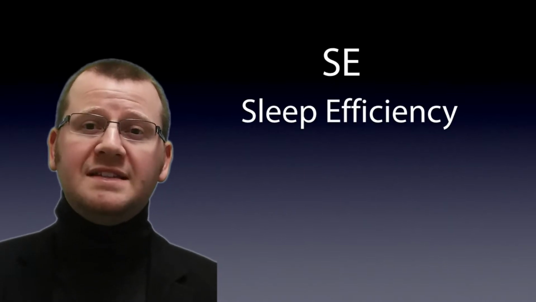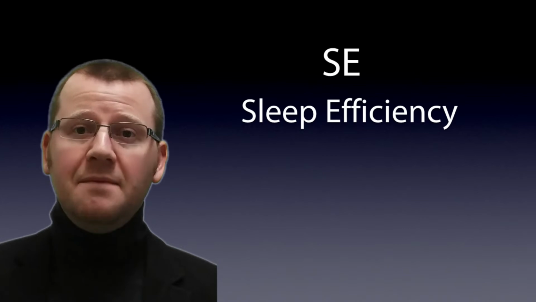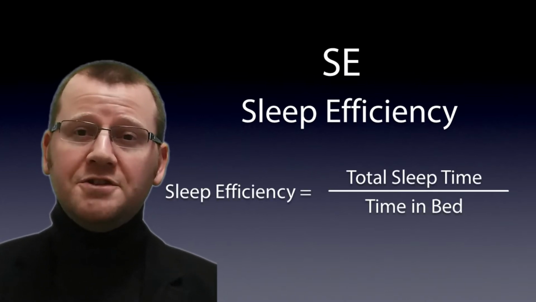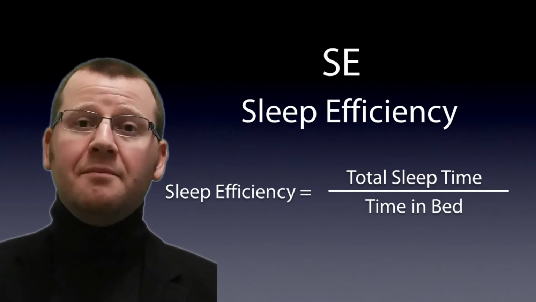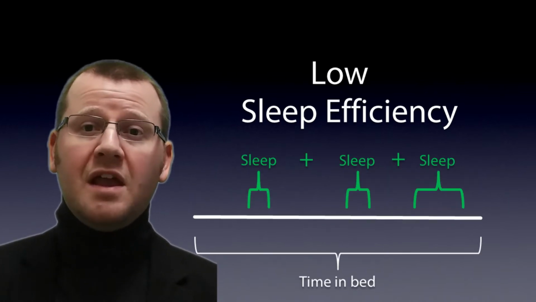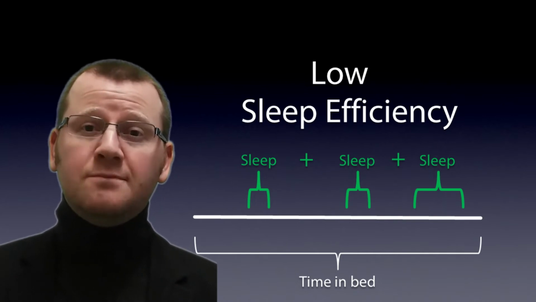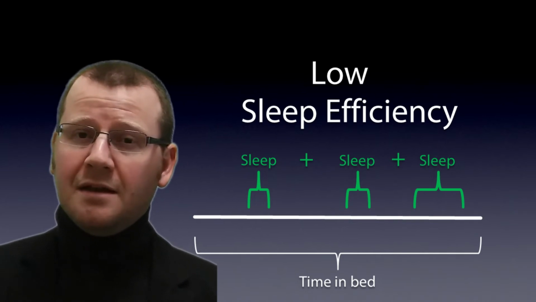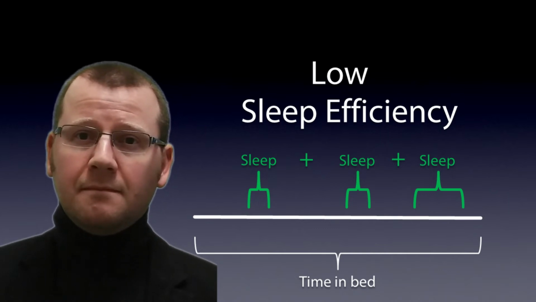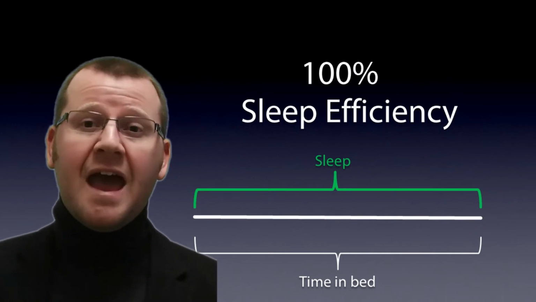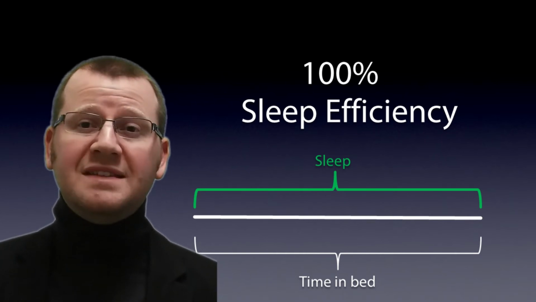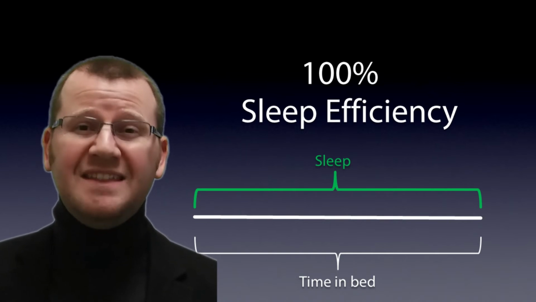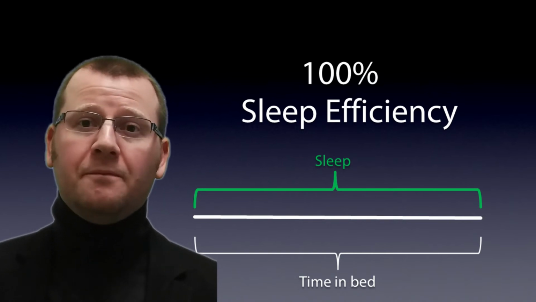The fourth and final metric is called sleep efficiency, or SE for short. Sleep efficiency is typically defined as the ratio of TST, or total sleep time, to TIB, or time in bed. If you have a low sleep efficiency, it means that only a small proportion of the time you spend in bed is actually spent sleeping. On the other hand, if you have 100% sleep efficiency, it basically means you lie down in bed, you fall asleep instantaneously, and you remain asleep the entire night until you get up in the morning.